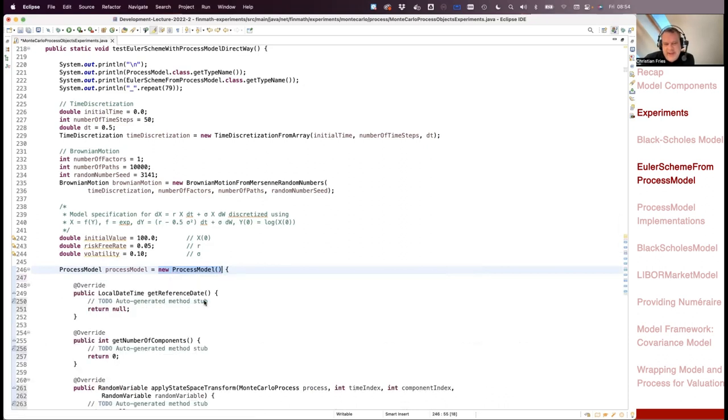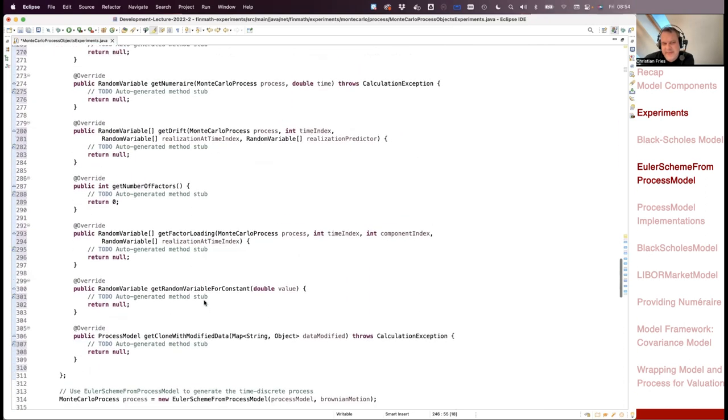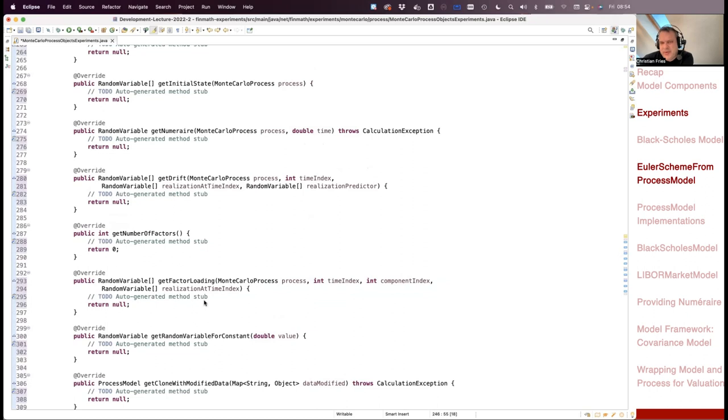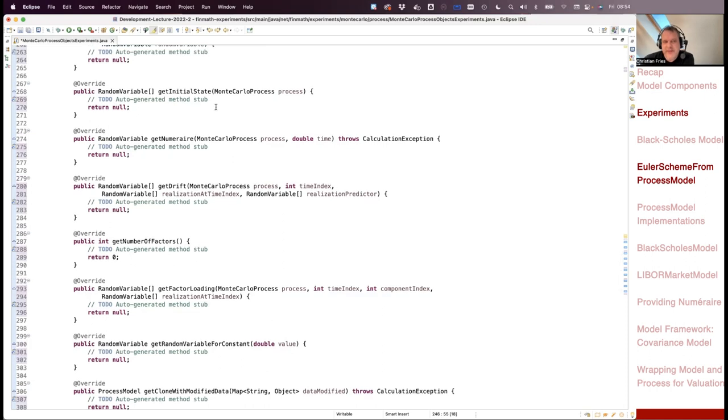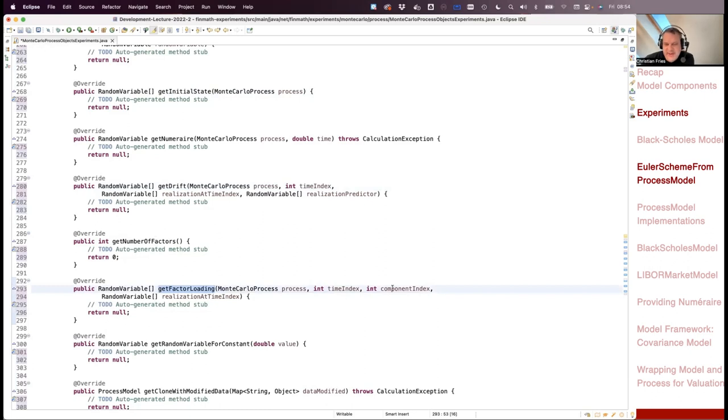And if I say add unimplemented methods, Eclipse will help me and tell me what I have to do. And you see, the stuff I have to do is much more lengthy than what we had in the simple implementation before, because now I have to implement all these functions here. What is the initial state? What is the drift? What are the factor loadings? And since I have to pass here an index, I also have to know how many factors we have, and so on.